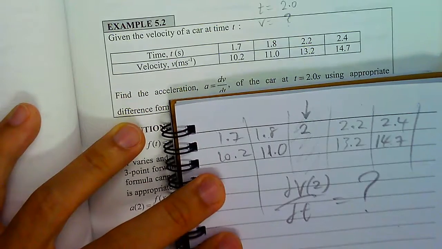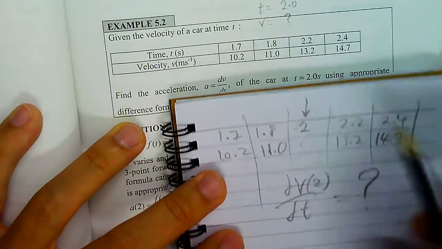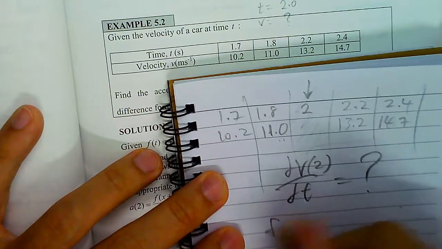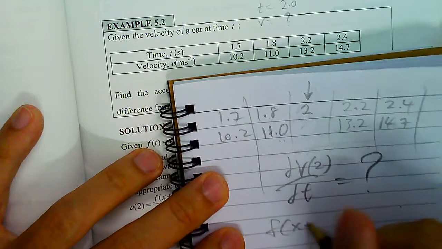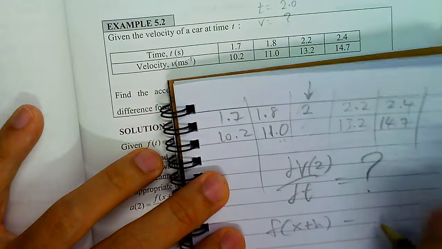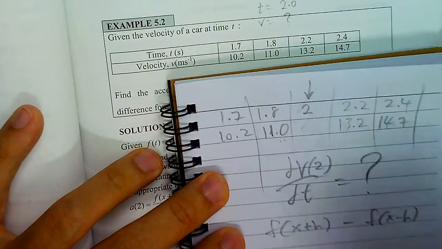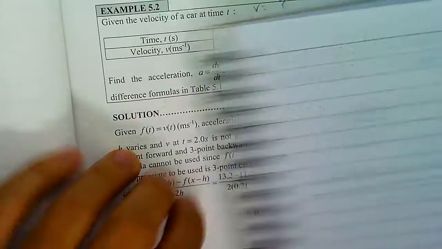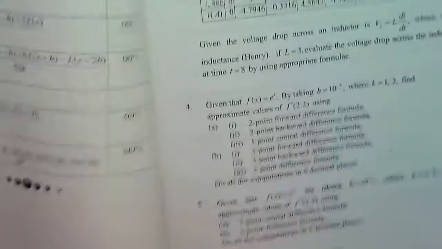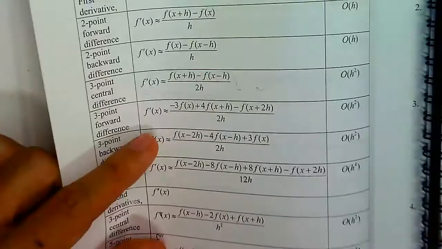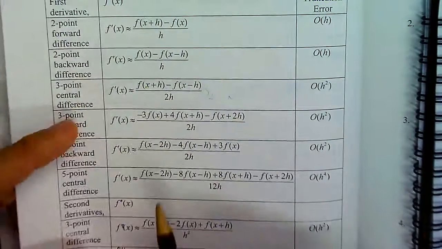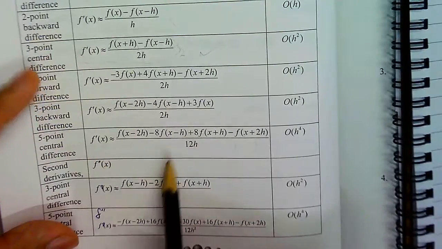So obviously we can use the 3-point center, because for the 3-point center we only need f(x plus h) minus f(x minus h), divided by 2h. So we need to refer to the formula. As you know, you don't need to memorize the formula, but you need to know how to use it. So it's 2h. This is the formula. So can we use this one? Later I will discuss it with you.